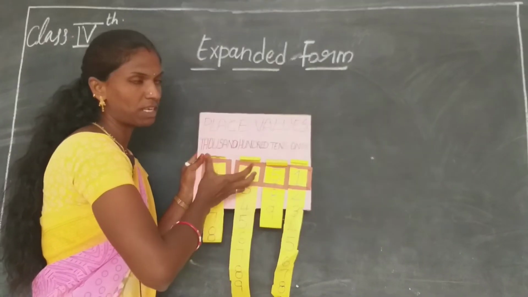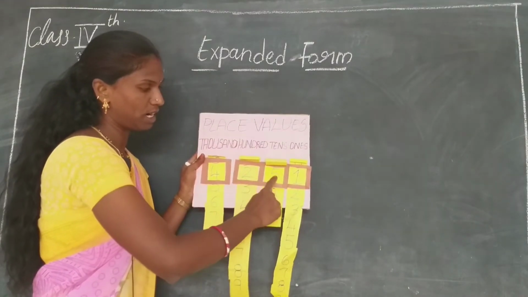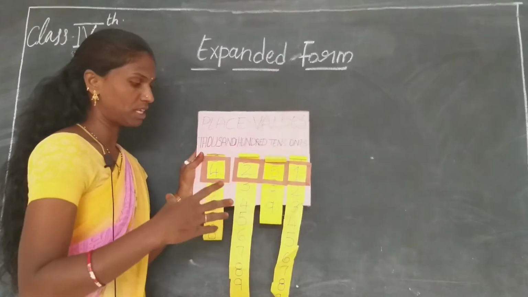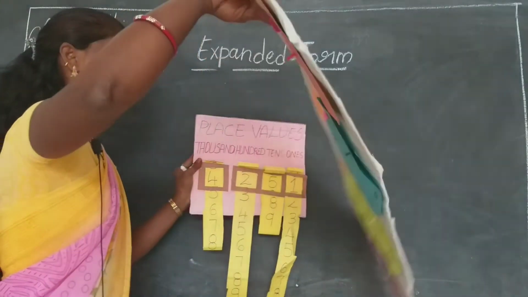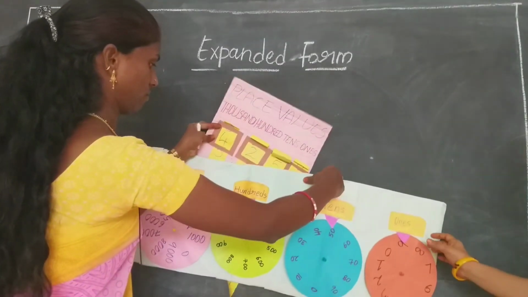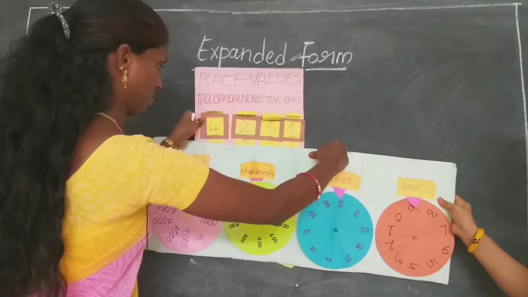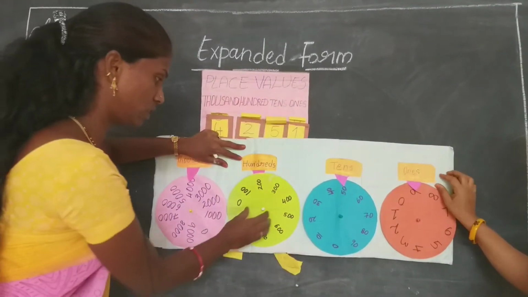So how to expand this number? The number is 4251. How to expand this number? Now I will show one more chart. So see the values here.